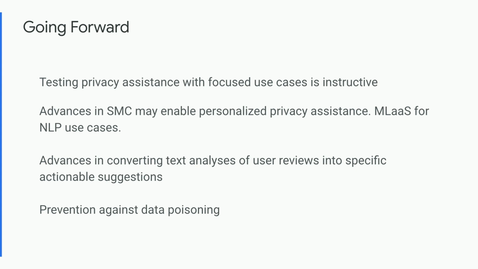We still need more work on, when you analyze feedback from reviewers, whether it's reviews or other kinds of text corpuses, we could still do a better job at actually helping developers figure out what do I actually fix. And then, of course, I'm sure you're all thinking about this already. All of these systems require that you prevent against data poisoning for all the machine learning models that you're learning. So let me stop there, and I will take some questions.